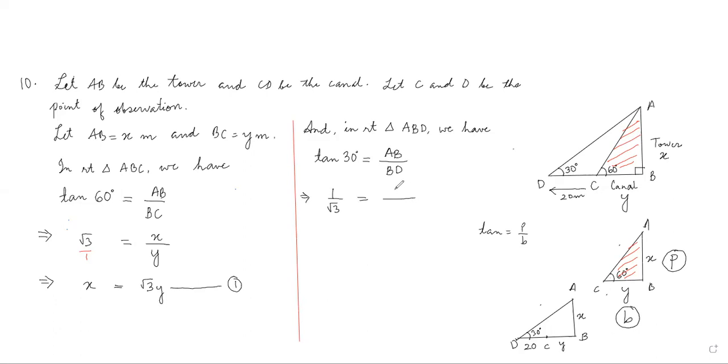Now, you know that X and Y, BD is y plus 20. So 1 by root 3 equals x over y plus 20.